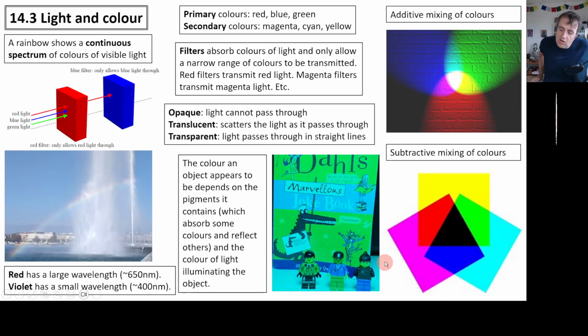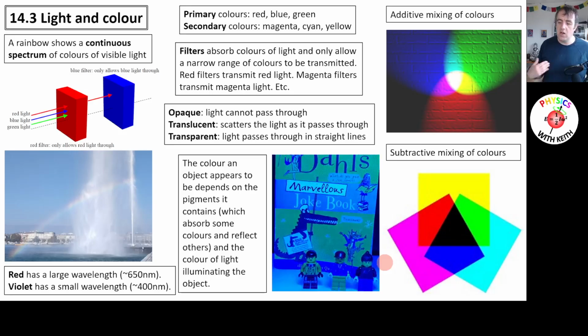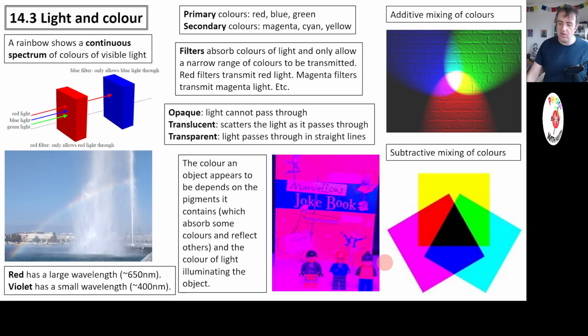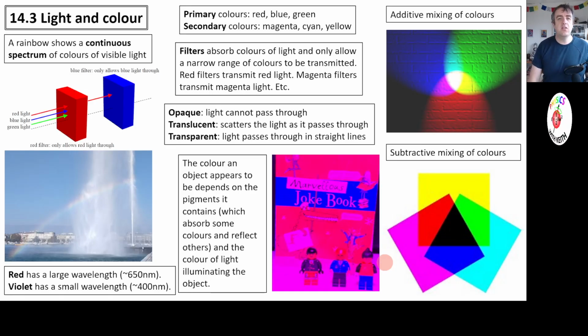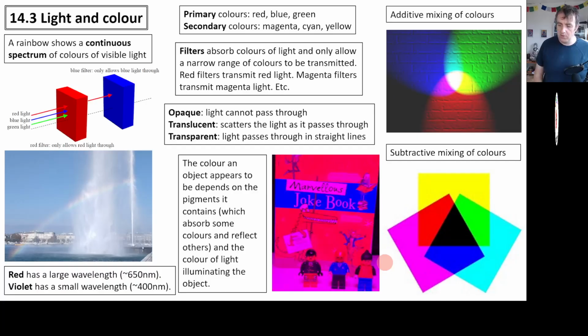So you can see how the perception of colour depends on two things. The colour of light that is incident upon the surface, and the colours of light that the surface will reflect, compared to the colours of light the surface will absorb.